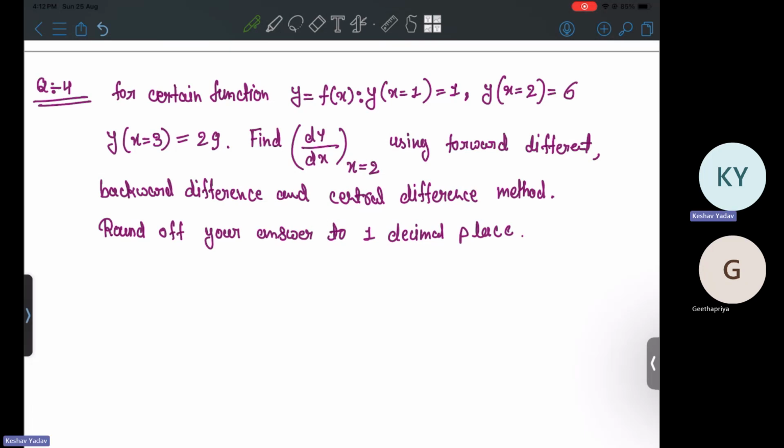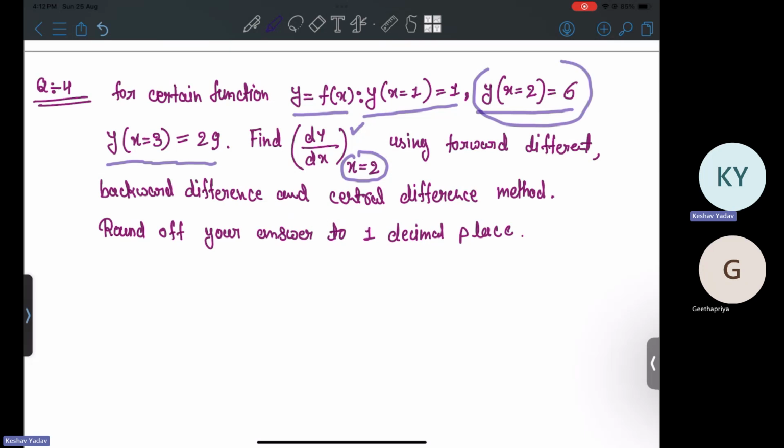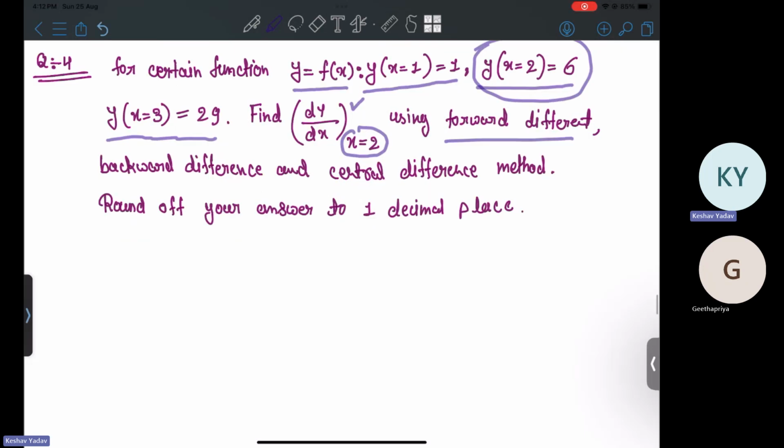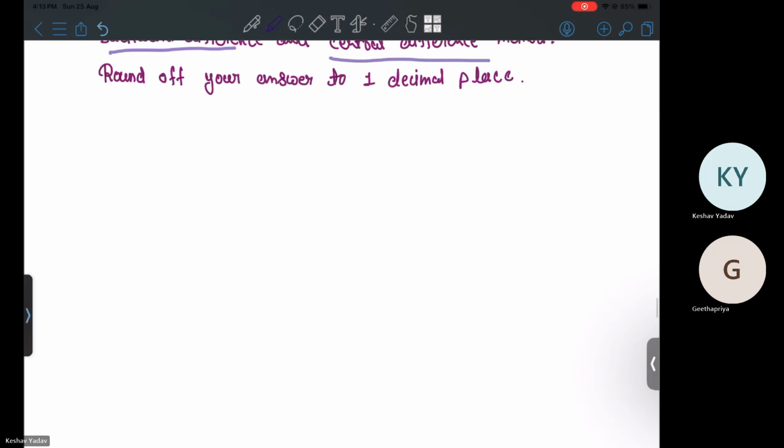For a certain function y equal to f of x, such that y at x equal to 1 is 1, y at x equal to 2 is 6, and y at x equal to 3 is 29. We want to find dy by dx at x equal to 2, that is, at the central point. We have 3 points and we want to find it at the central point, using forward difference, backward difference or central difference, all three. If we want to solve this problem, suppose I go for forward difference first.